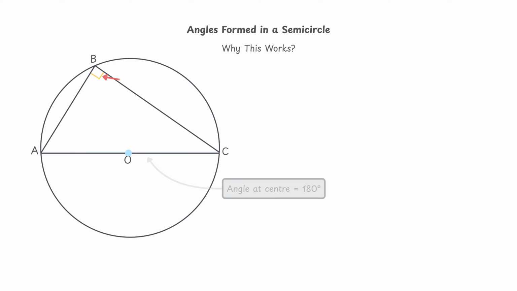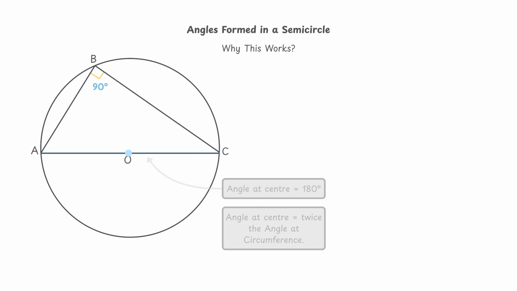Now focus on point B on the circumference. The angle at B is formed by lines AB and BC. Here's the key connection. In circle geometry, the angle at the center is always twice the angle at the circumference when they are subtended by the same arc. So if the angle at the center is 180 degrees, then the angle at the circumference must be half of that. Half of 180 is 90. And that is exactly why the angle at B is always a right angle.